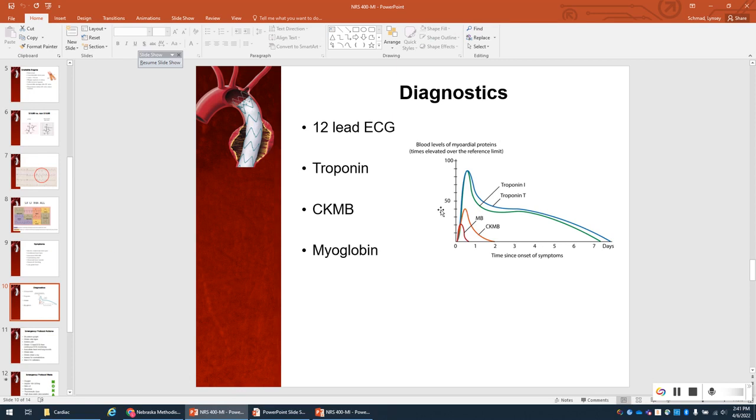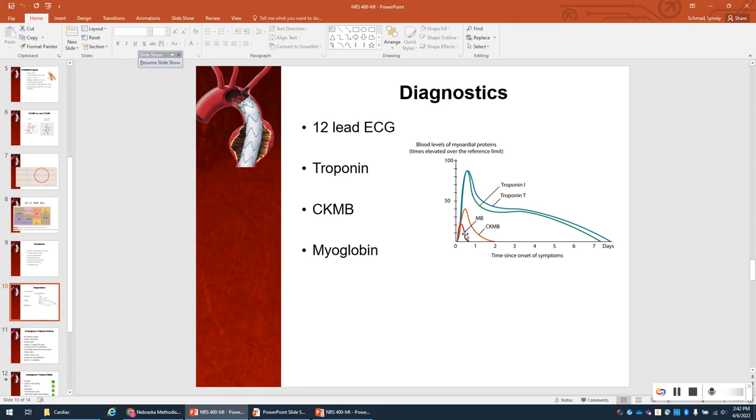For diagnostics, of course, like we talked about, your EKG should be done in the first 5 minutes to detect a STEMI or a non-STEMI, which would be treated differently. Troponin levels will be ordered stat as they are the best biomarker for diagnosis of an acute MI. Troponins are proteins that are released into circulation because of necrotic heart muscle.